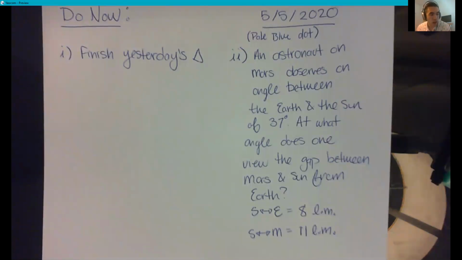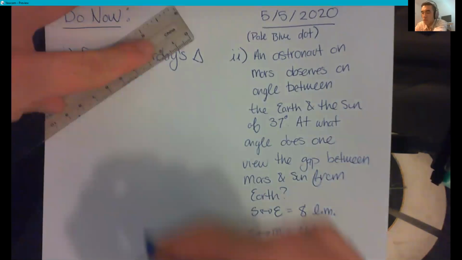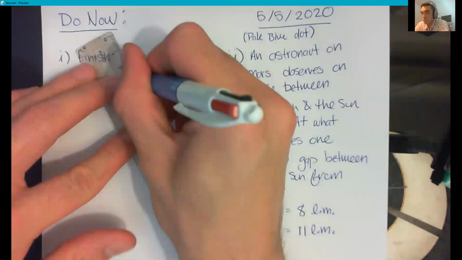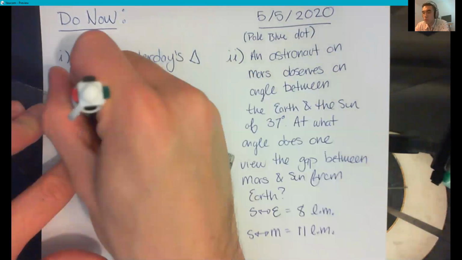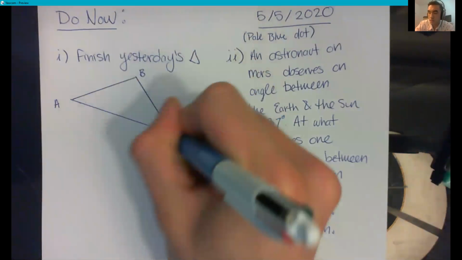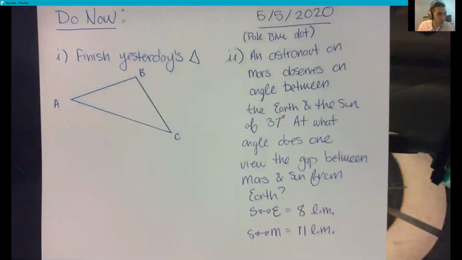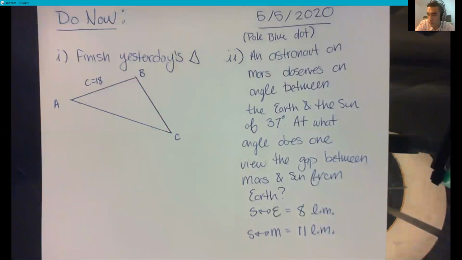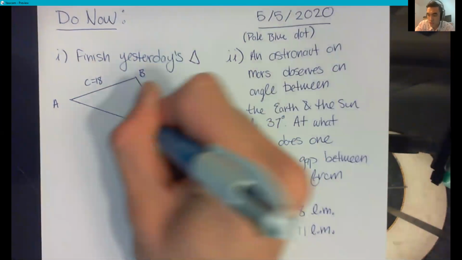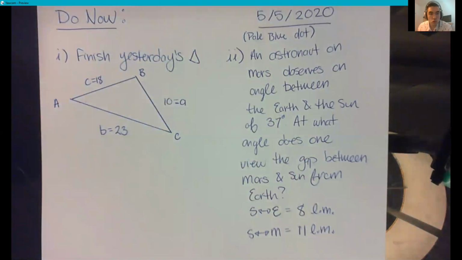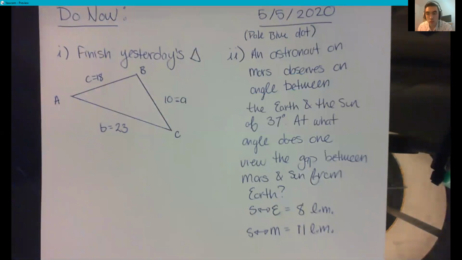So just as a quick recap from the end of notes yesterday, we were given a triangle ABC, which itself has 3 side lengths, right? We were given a side question, ABC. And those 3 side lengths were C is equal to 18, A is equal to 10, and B is equal to 23.